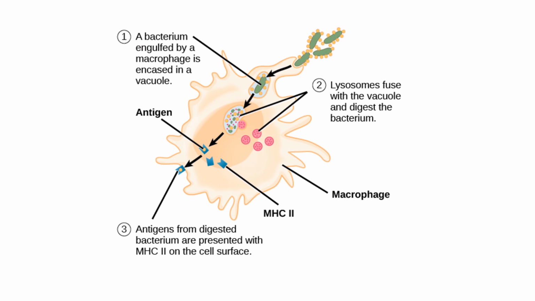We take one example. For example, this is the macrophage, and bacteria are engulfed by macrophages and encased in vacuoles. Second step, the lysosomes fuse with the vacuole and digest the entire bacterium content. And then the antigen binds with the MHC class 2 molecules. Third step, antigen from the digested bacterial material is presented with MHC class 2 on the cell surface. So this is how MHC class 2 molecules are expressed on the macrophage cell surface.